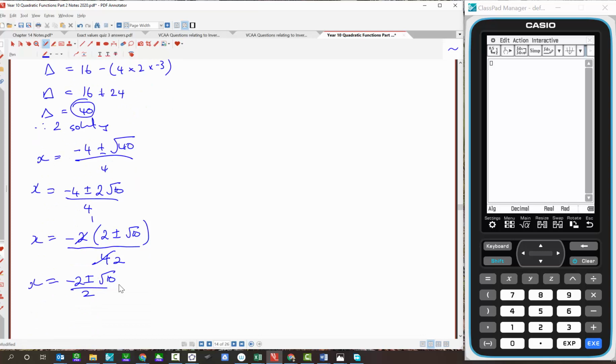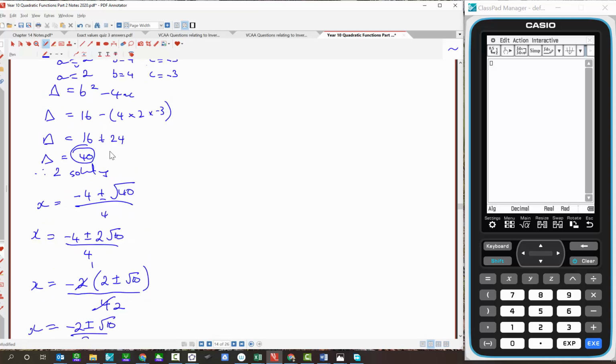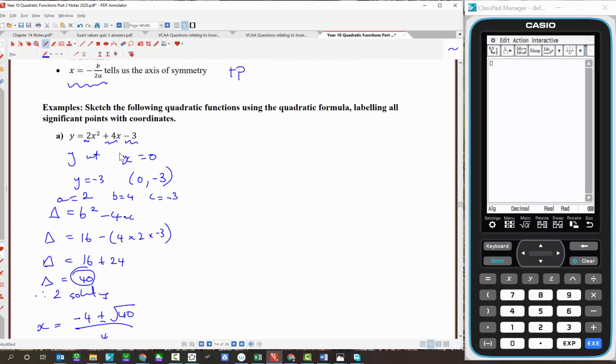All right, so there's our two x-intercepts. Well, what about our turning point? I could use x equals negative b on 2a, and in fact I'm going to. Why? Because completing the square where the coefficient is something other than positive 1 opens up some issues with errors. So I'm going to use this, okay?